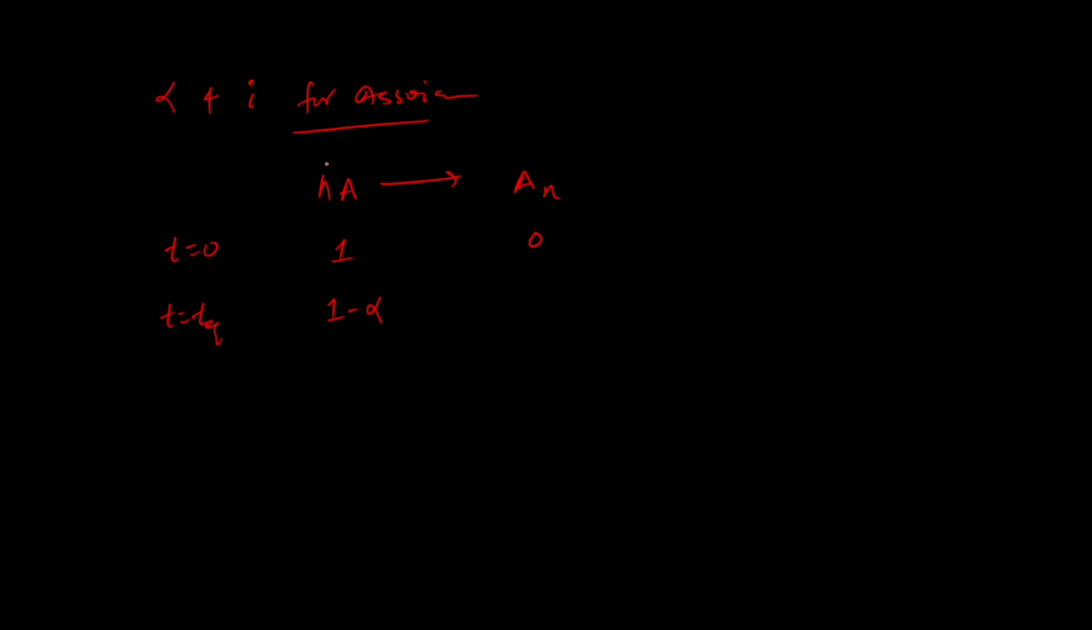n moles give 1 mole. So alpha moles will give alpha by n moles. This is a very important part. n moles are giving 1 mole, so alpha moles will give alpha by n. So directly write the expression for i, the number of particles after association divided by before. It is 1 minus alpha plus alpha by n, divided by before, and before it is only 1.